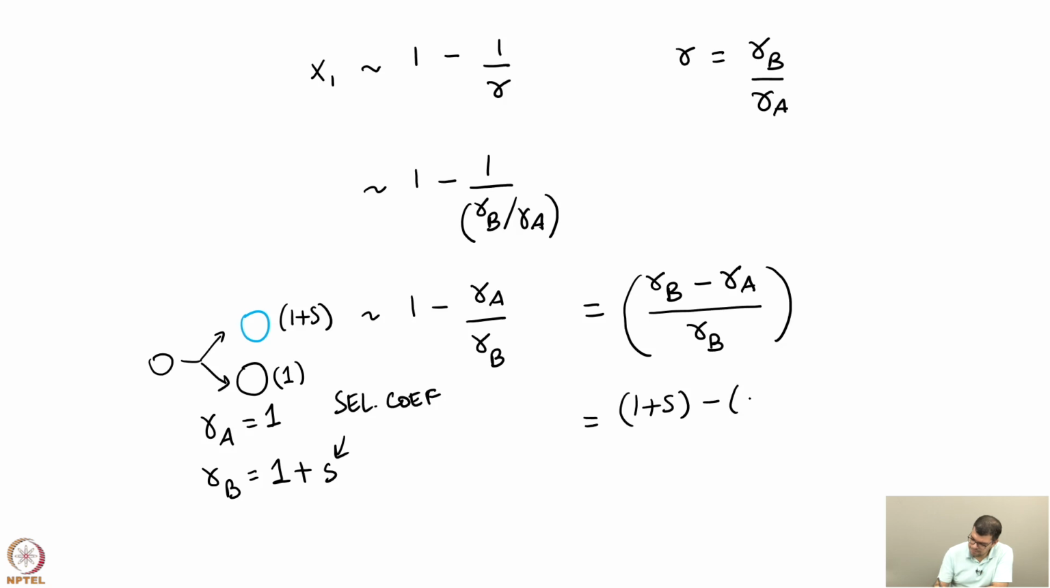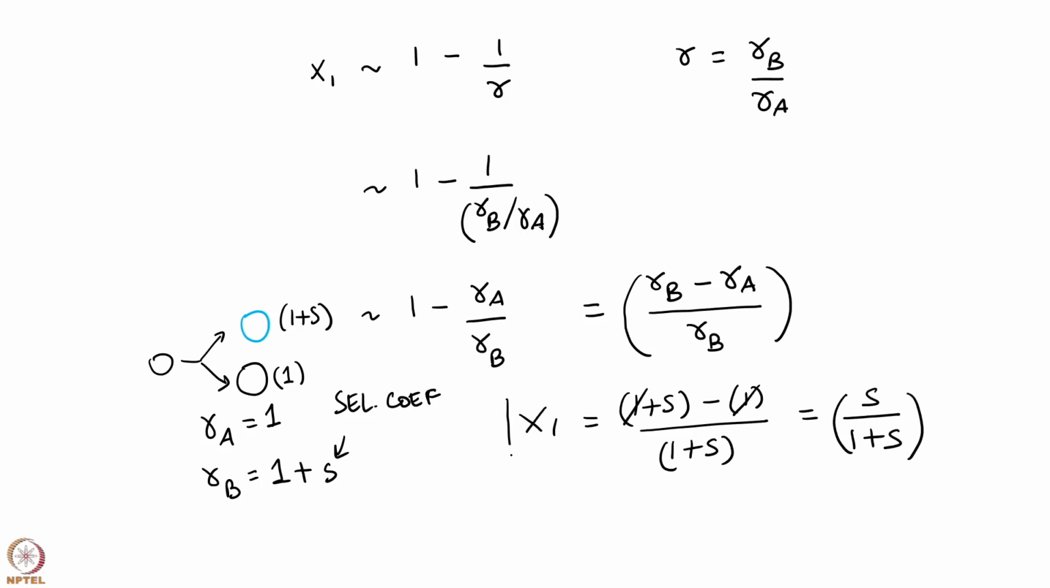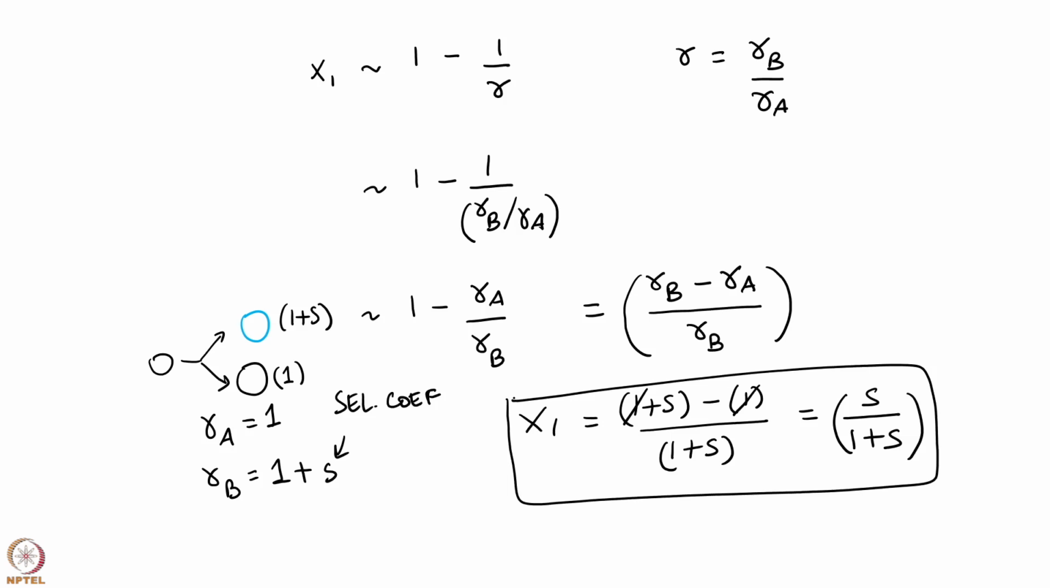So, this is 1 plus s minus 1 divided by 1 plus s. These 1's cancel and we get s upon 1 plus s. This is the fixation probability associated with a beneficial mutation. So, we have finally arrived at the fixation probability of a beneficial mutation, and it simply says that x1 is equal to s upon 1 plus s.